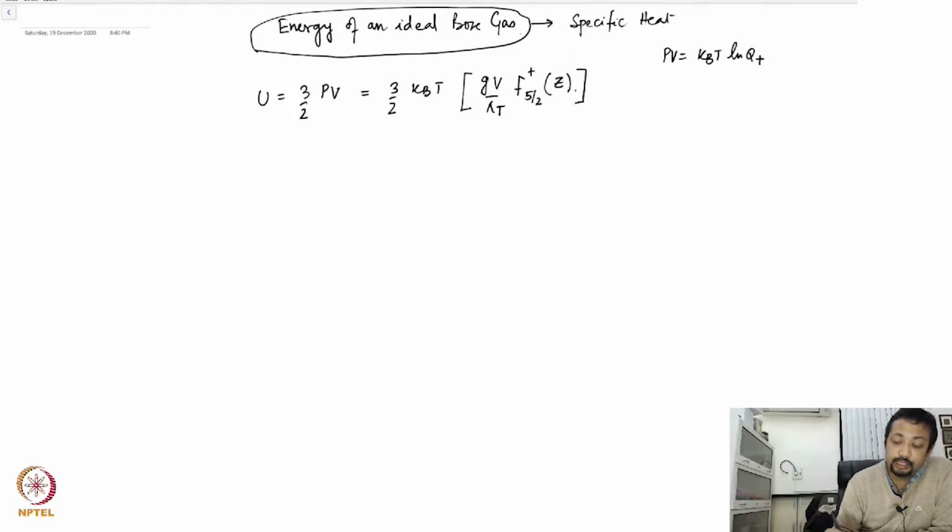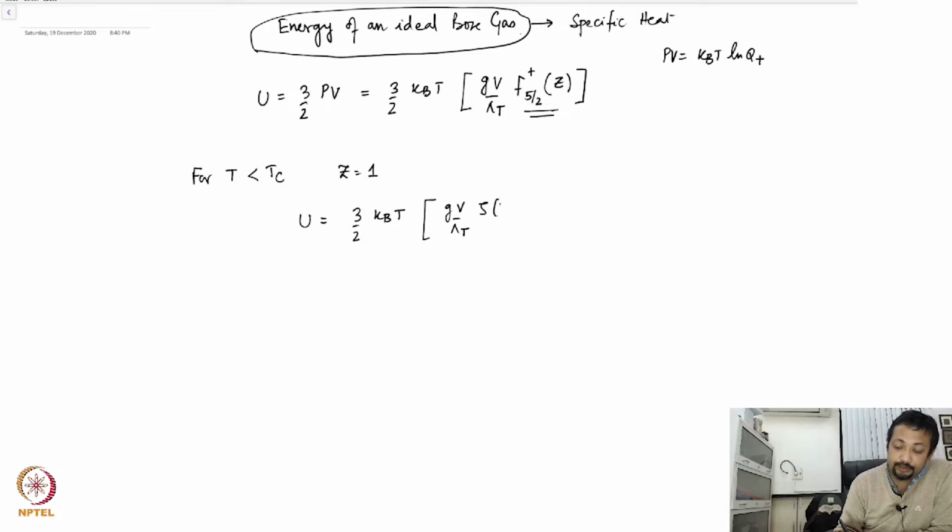Again, we ignored the second term in ln Q plus because we are working in the thermodynamic limit, and just as in the pressure, I can ignore that. We will also ignore it in the internal energy, right? Good. For T less than Tc, this quantity z is equal to 1, so that U becomes 3/2 kBT gV over lambda T times zeta of 5/2.